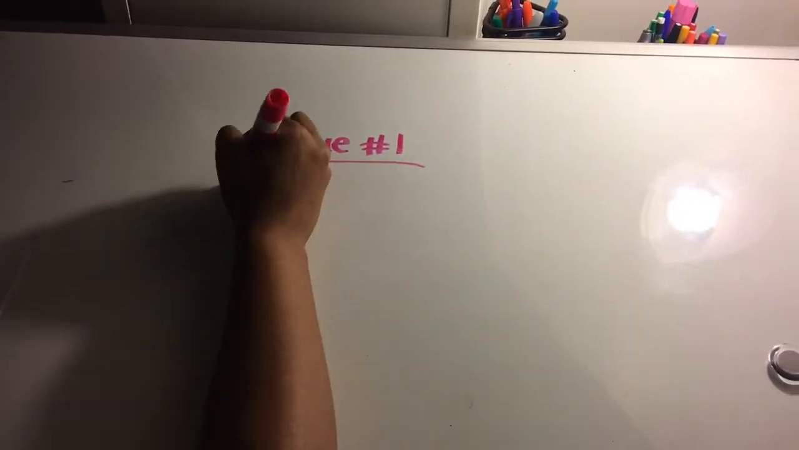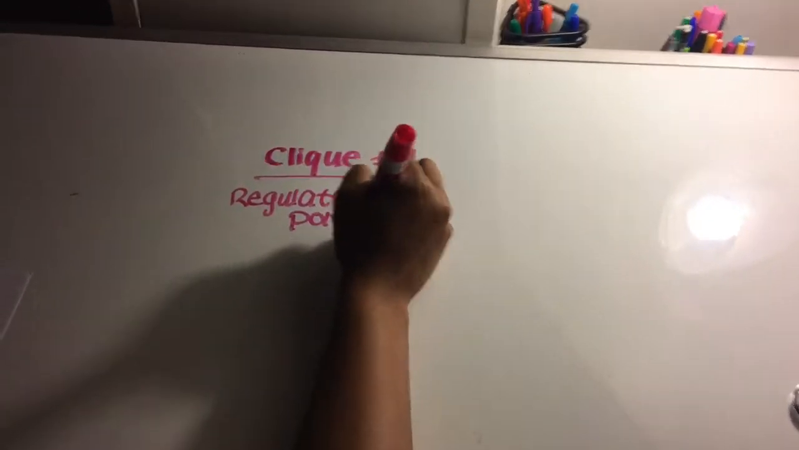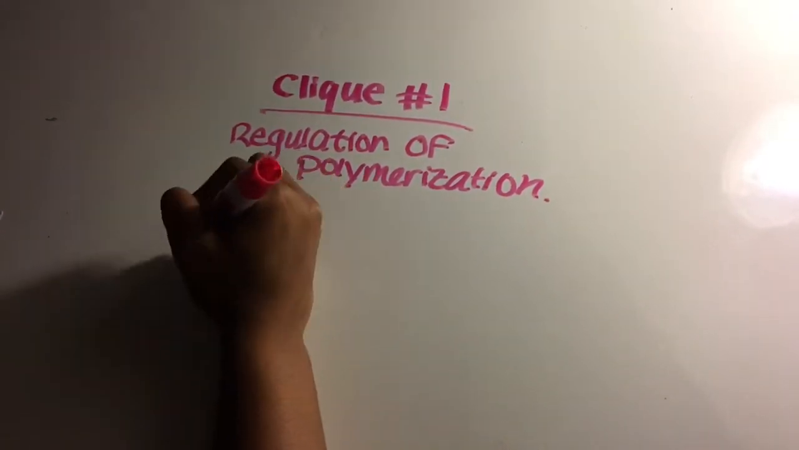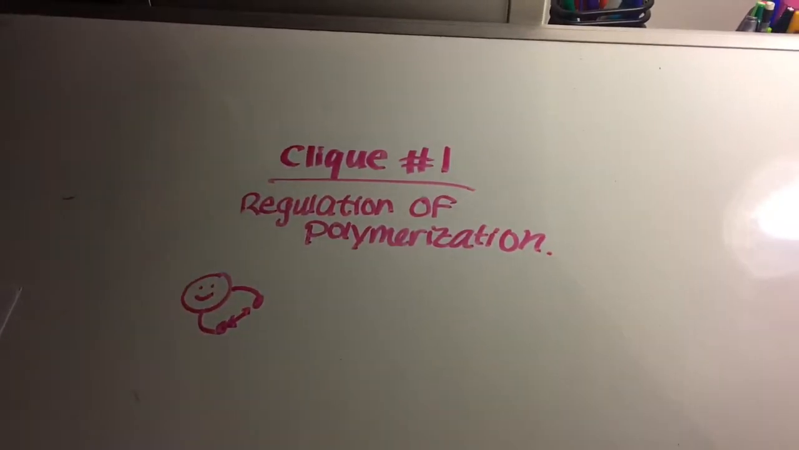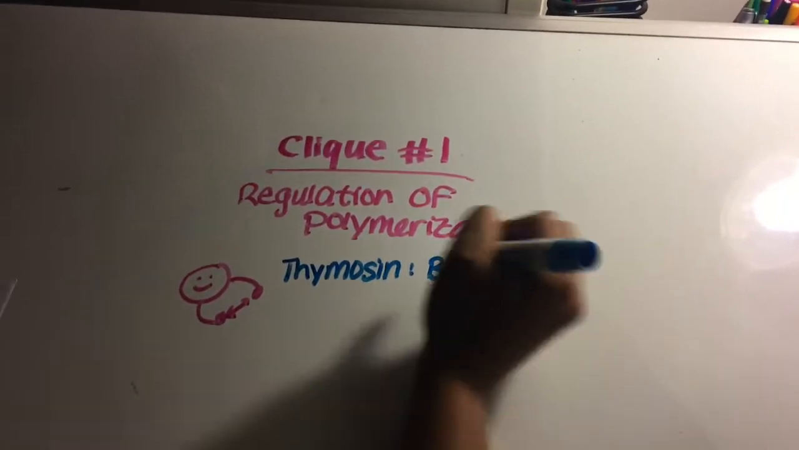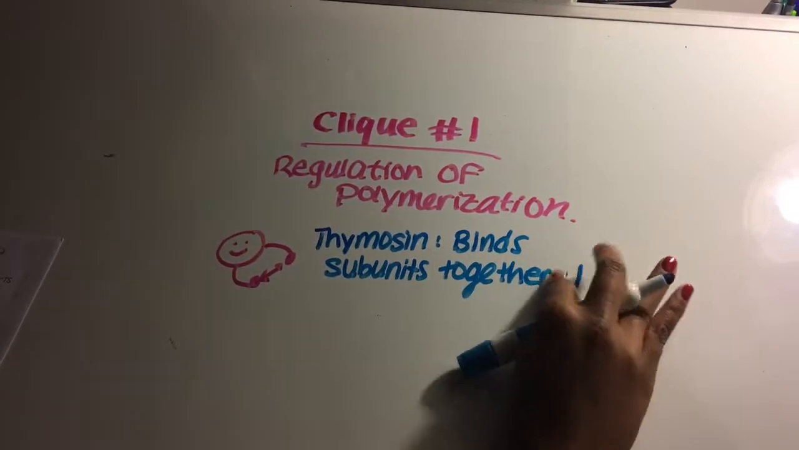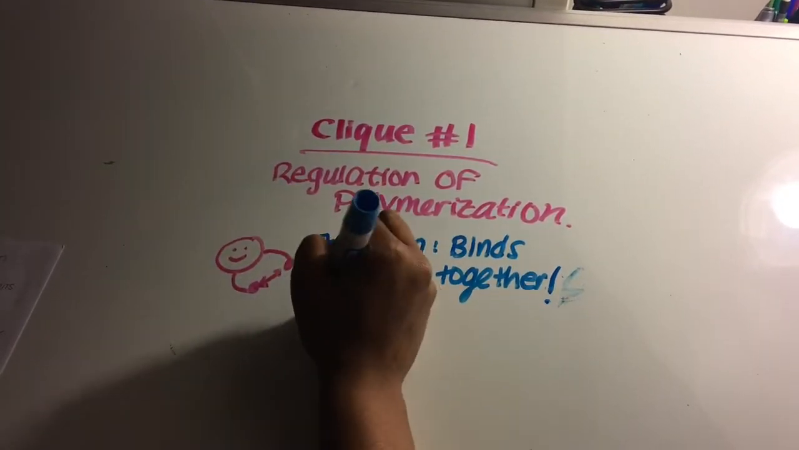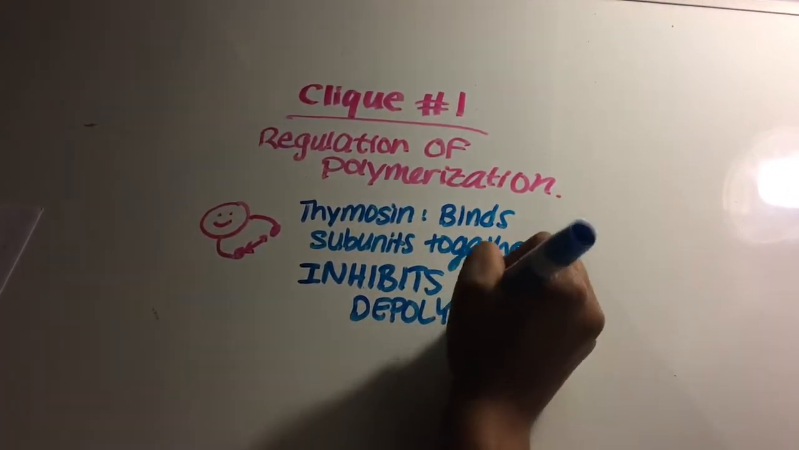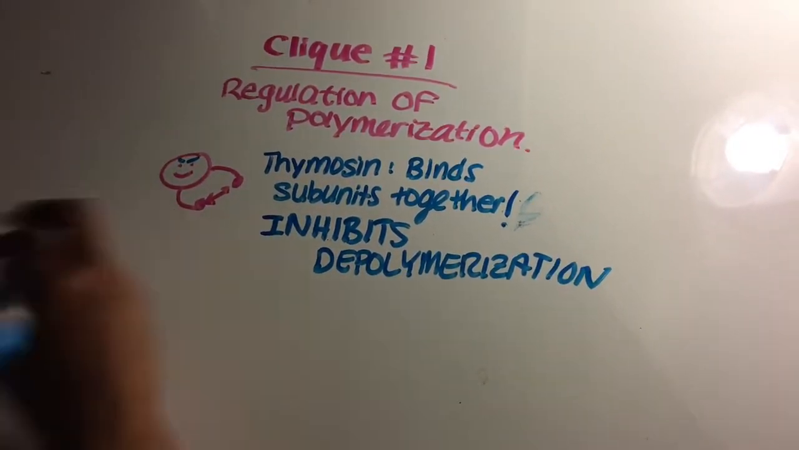So this first clique that I'm going to be discussing are basically the proteins that are involved in regulation of polymerization, and these proteins are basically going to be in charge of regulating the polymerization and the growth of these actin subunits. This first protein that I'm going to talk about is thymosin, and basically what this one's going to do is it's going to bind to different subunits, and this binding in turn is going to prevent the assembly of the actin filament, and altogether it's going to inhibit polymerization. So we're going to give this protein some mean eyebrows so that it can kind of fit its character.